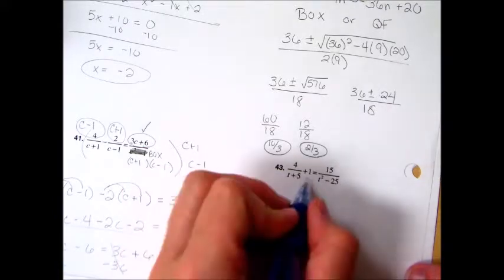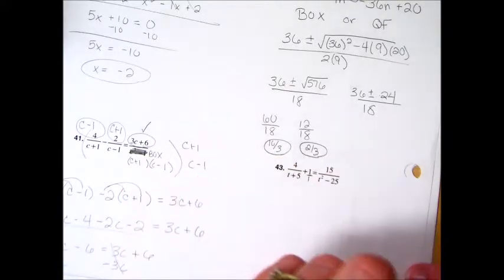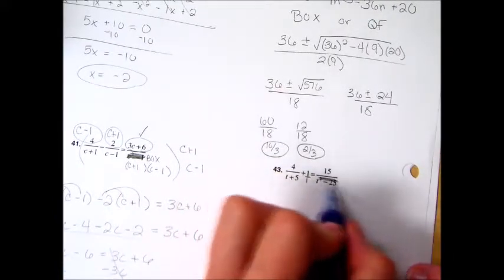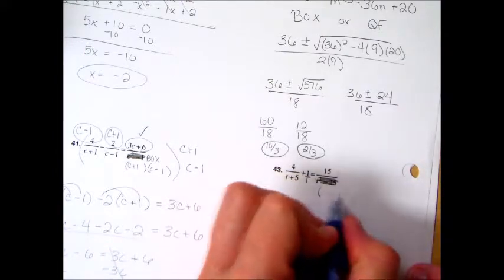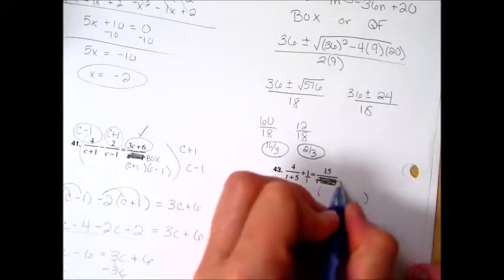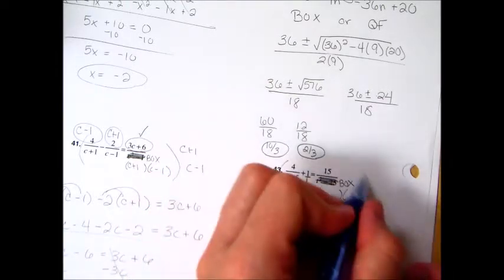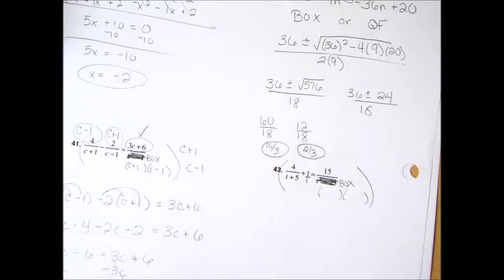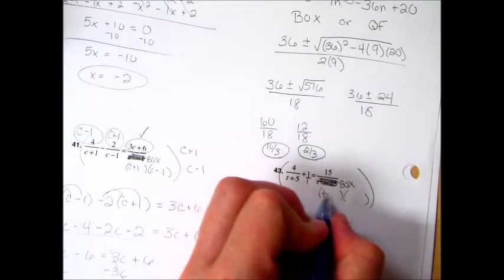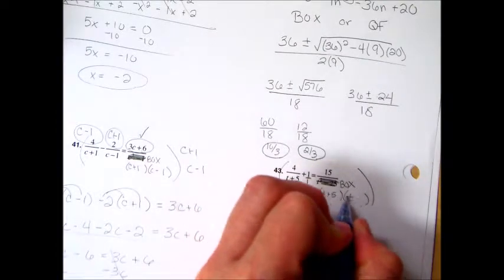Number 43. This does not factor. This is over a 1. Now this is a box. I want you to pause the video. Figure out what the box of this bottom is. When you boxed it, hopefully you got t plus 5 and t minus 5.